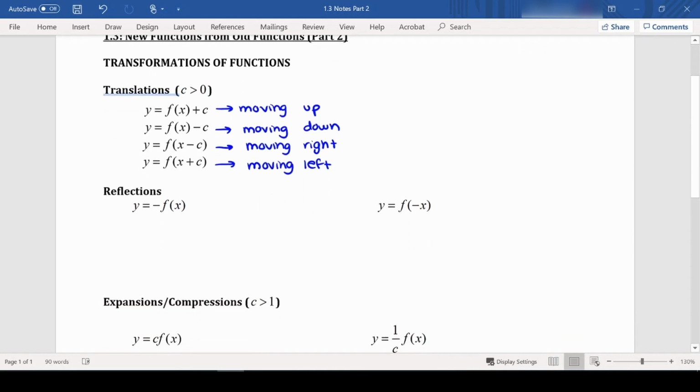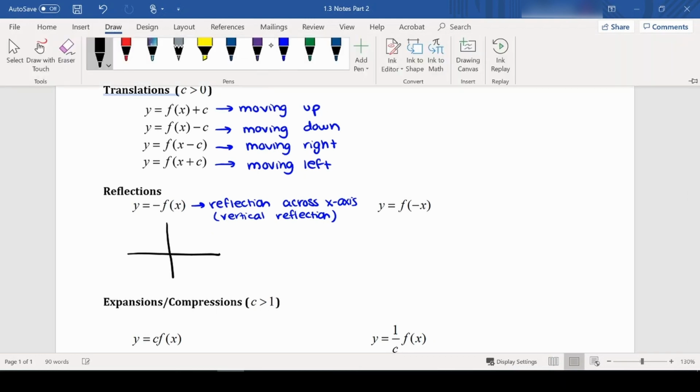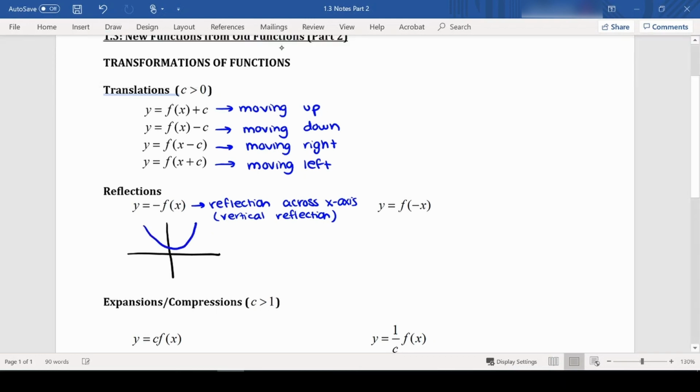If you have negative f of x, this is a reflection across the x-axis or a vertical reflection. And what that would look like would be something like, if this is my original f of x, negative f of x would be like this. Okay.